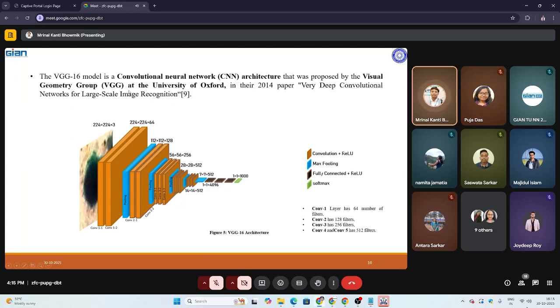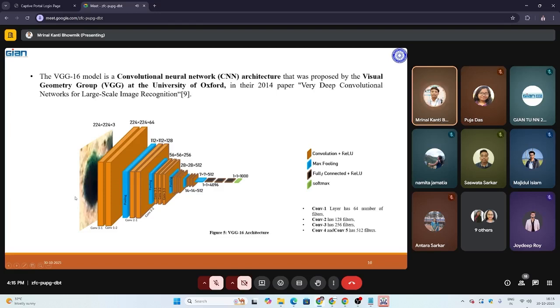It was first proposed by them at the University of Oxford in the year 2014. The paper name was Very Deep Convolutional Networks for Large-Scale Image Recognition. I have already mentioned it in the references, so you can visit the reference part. This paper was first proposed by them in 2014.